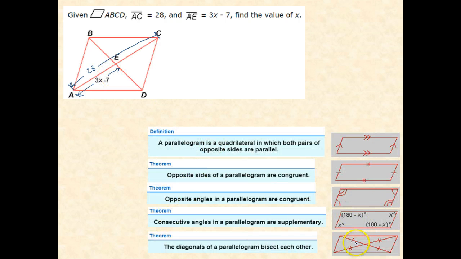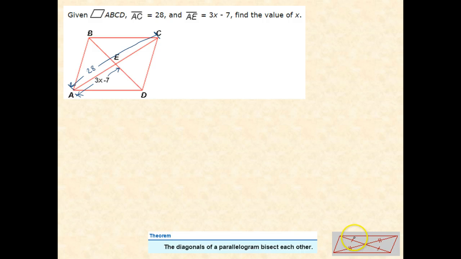Well, clearly the only one that has anything to do with diagonals of a parallelogram is the last one. And it says that they bisect each other, which means that it's cut into two congruent segments. So that means that CE is also 3x minus 7. So that means that 3x minus 7 plus another 3x minus 7 is equal to 28. 3x plus 3x is 6x. Minus 7 makes minus 14. That equals 28.